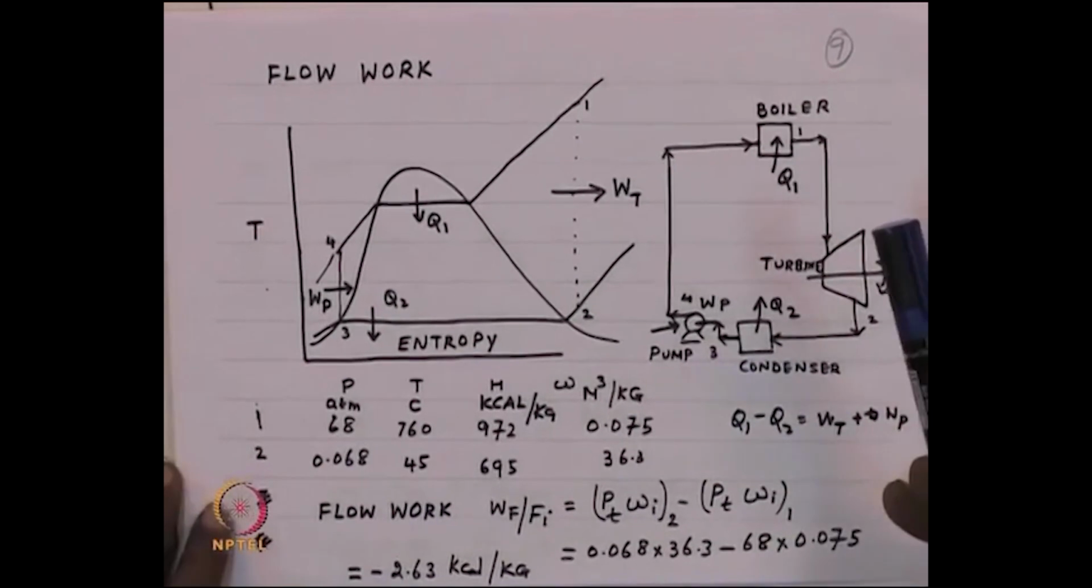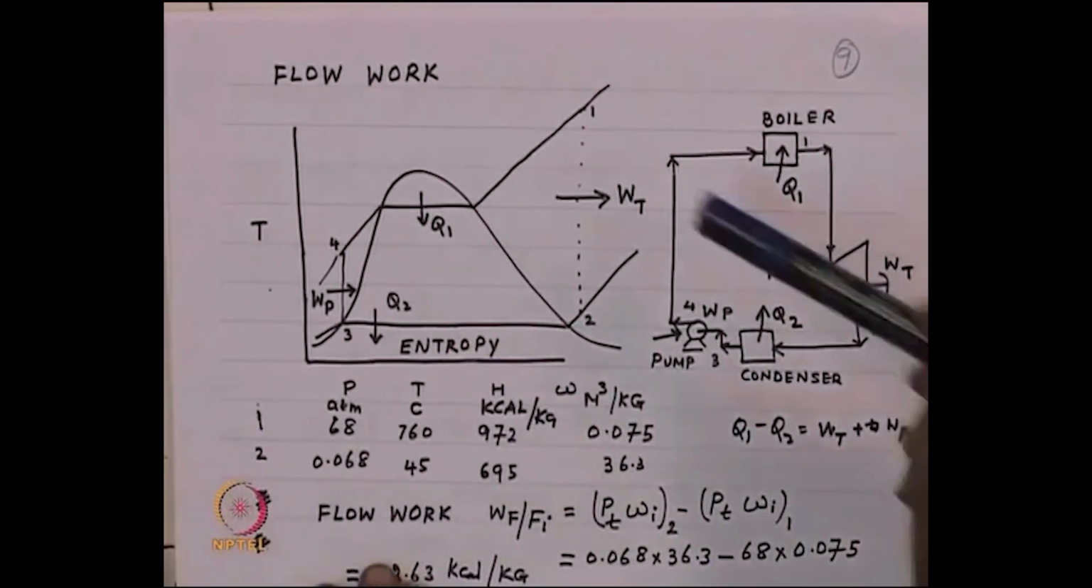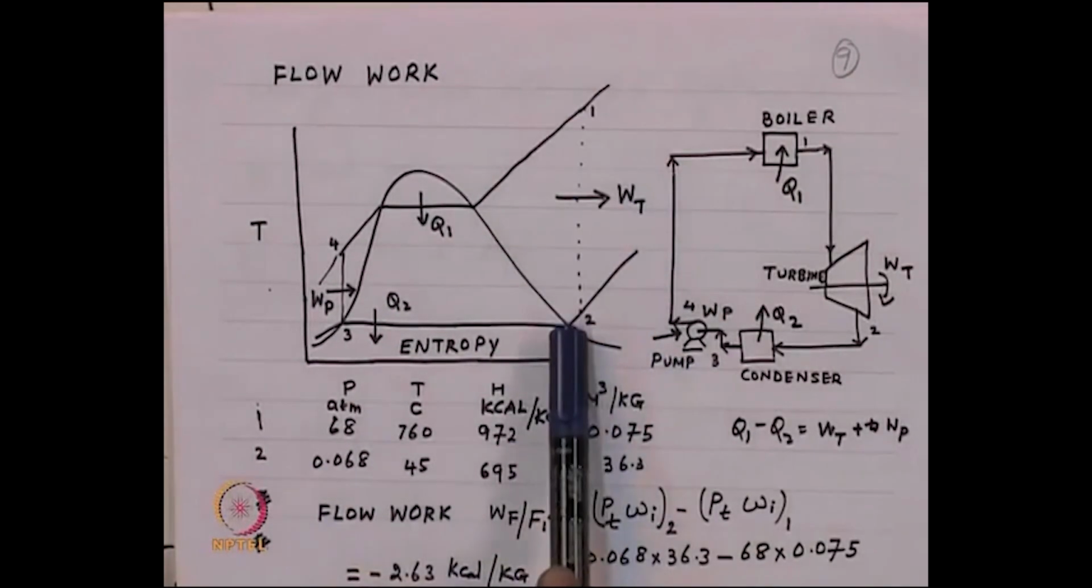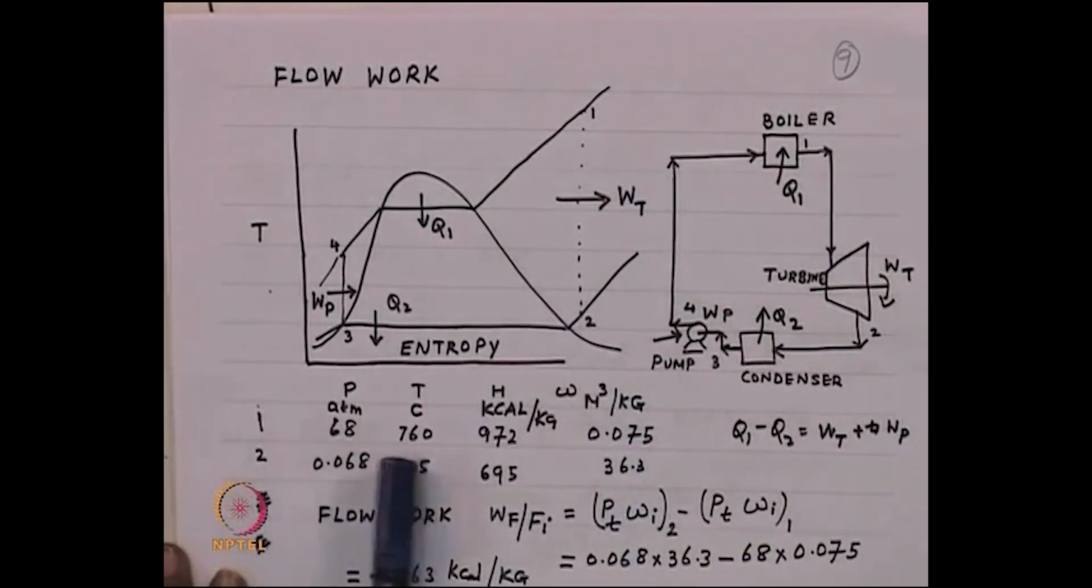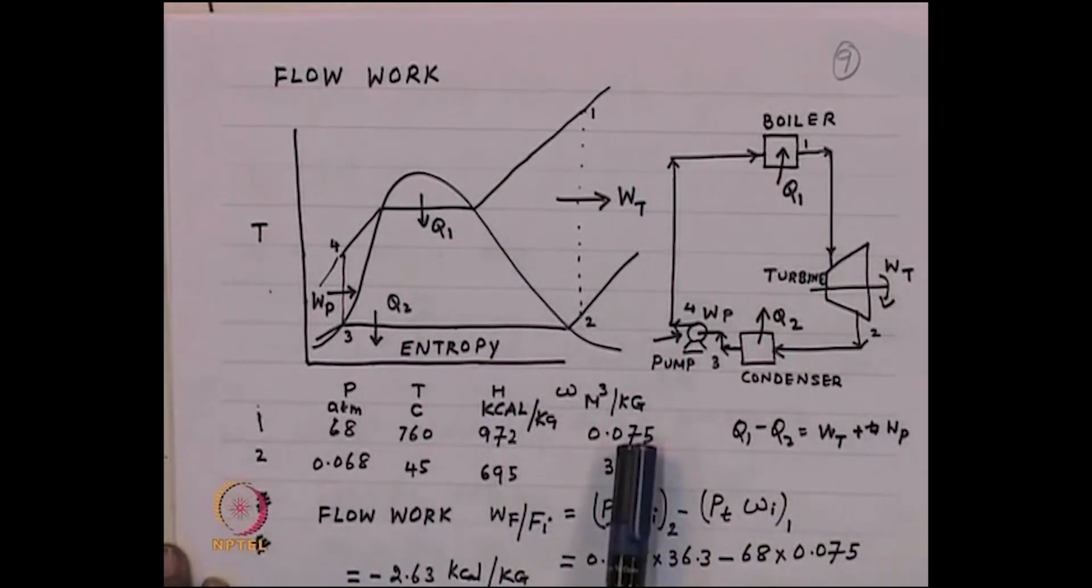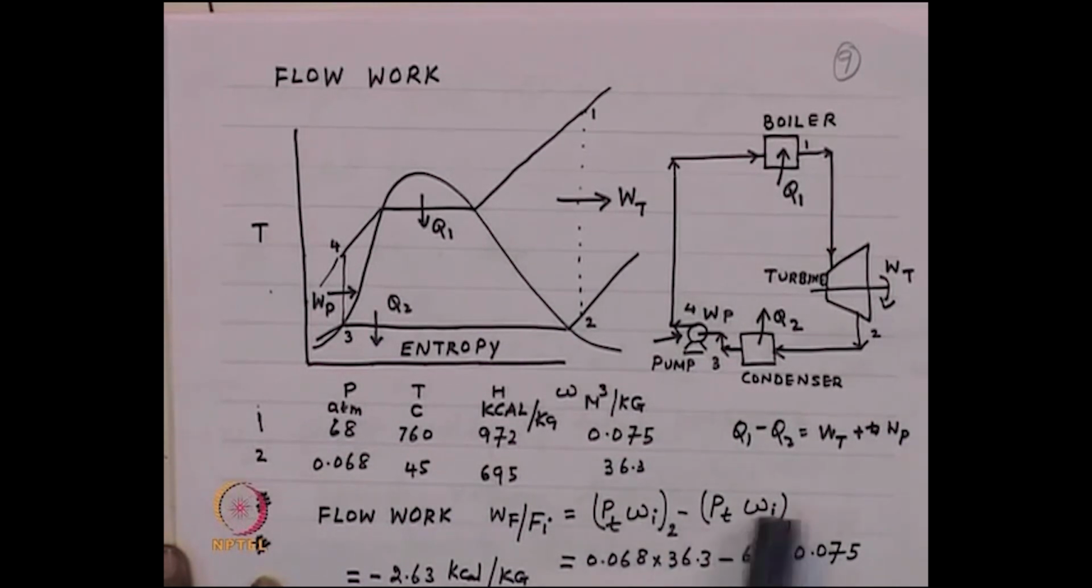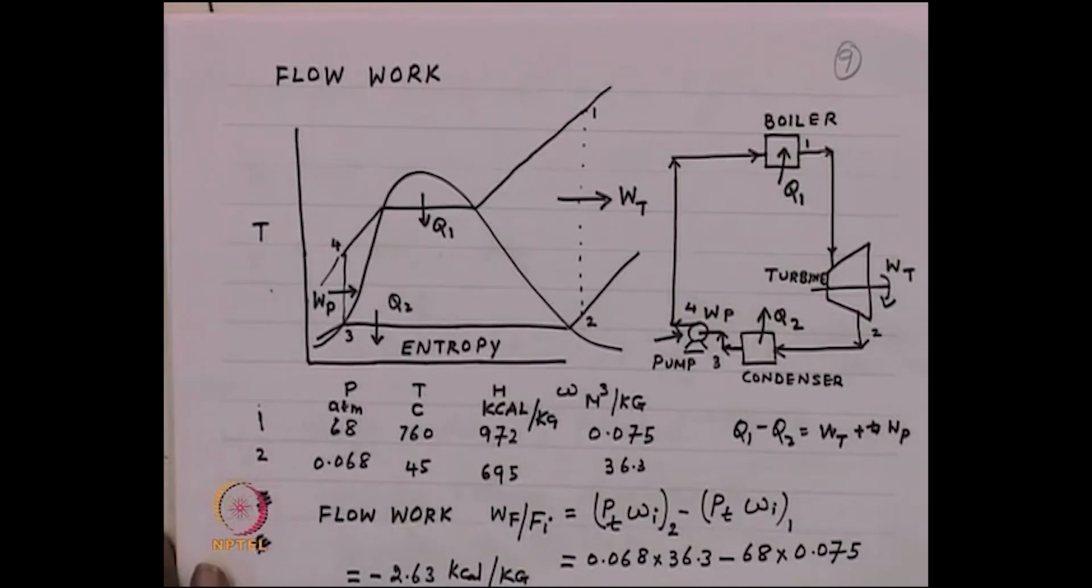This we know. But what is of interest here is to find out the flow work from 1 to 2. So, I have here the pressure, the temperature, and the specific volume. So, we can calculate Pt omega_i2 minus Pt omega_i1. If you put all the numbers down, you will find that it is about minus 2.63 kilocalories per kg, showing that there is a small amount of work that you have to do to be able to put material in and out, even for a steam turbine. So, what are we saying?